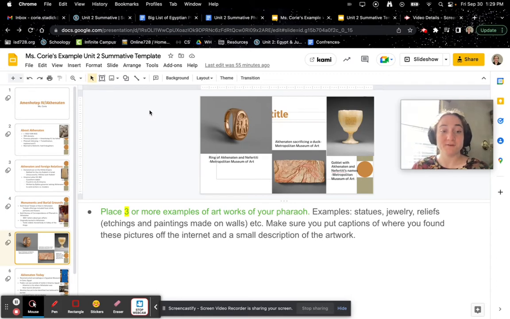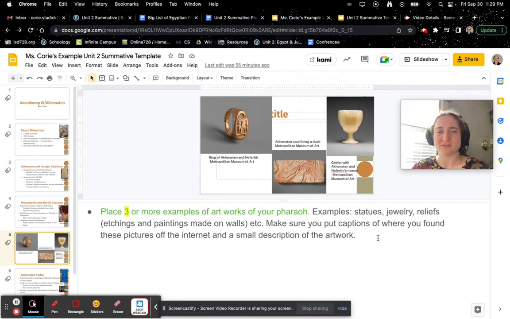All right, for the fifth slide, you're going to place 3 or more examples of artworks of your pharaoh. Okay. So this could include things like statues, jewelry, reliefs. I didn't talk about reliefs before, but reliefs are those drawings, kind of like sculptures on the walls. So this would be considered a relief right here, where he's sacrificing the duck.